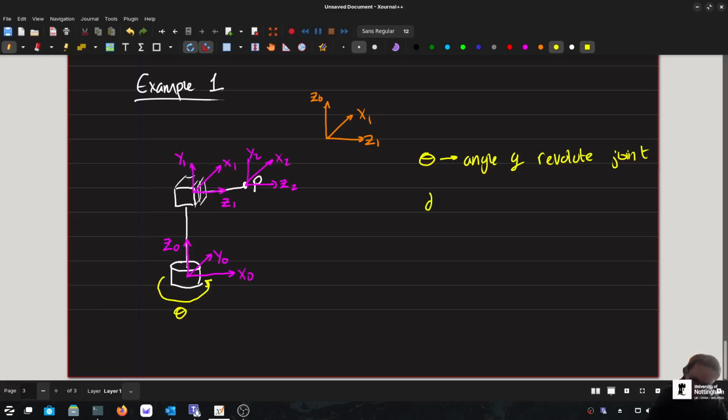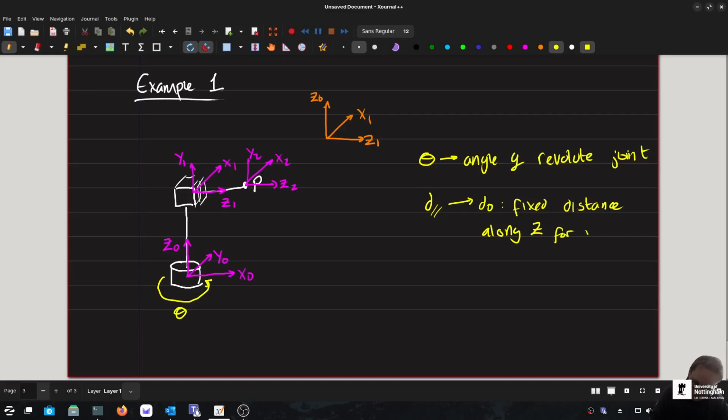D, or D0 in this case, that is going to be the fixed distance along the direction of the rotary joint. So it's the fixed distance along Z for the rotary joint to align axes. So i.e. how far do I need to travel?